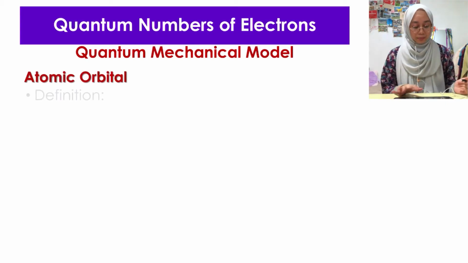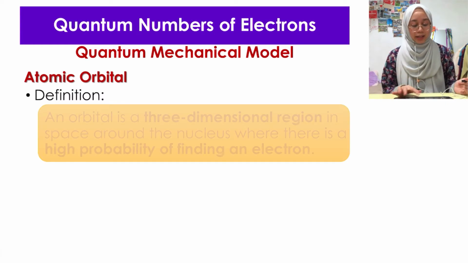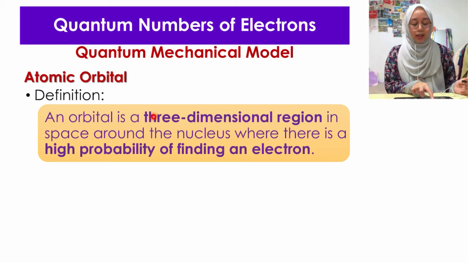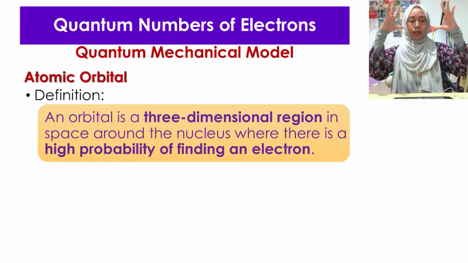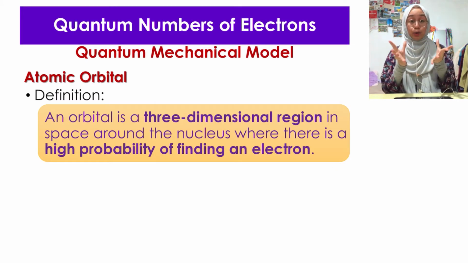So atomic orbital is defined as a three dimensional region, bermaksud dia 3D, in a space around the nucleus where there is a high probability of finding an electron. So dia adalah satu space di keliling nucleus.